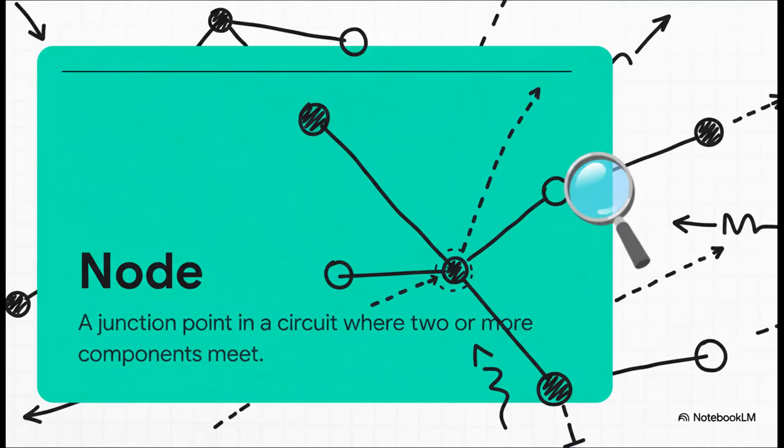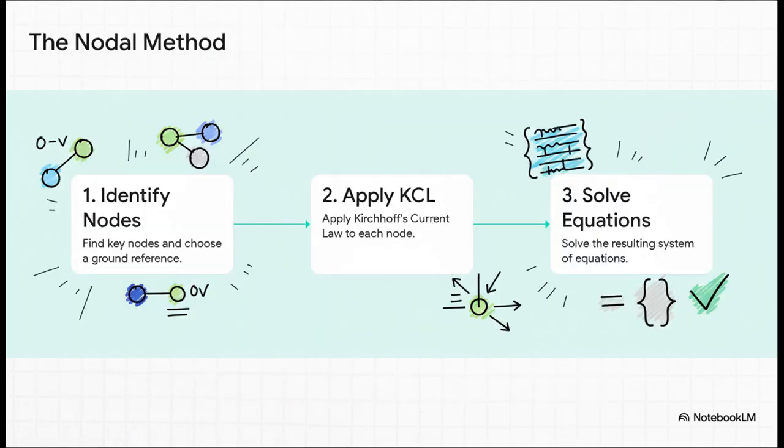And the heart of this method is, you probably guessed it, the node. So what is a node? It's really just a junction point where different parts of the circuit connect. Think of it like a major intersection on a city map. It's the anchor point for our entire analysis. And the process itself is really clean and systematic. It's like a simple three-step dance.